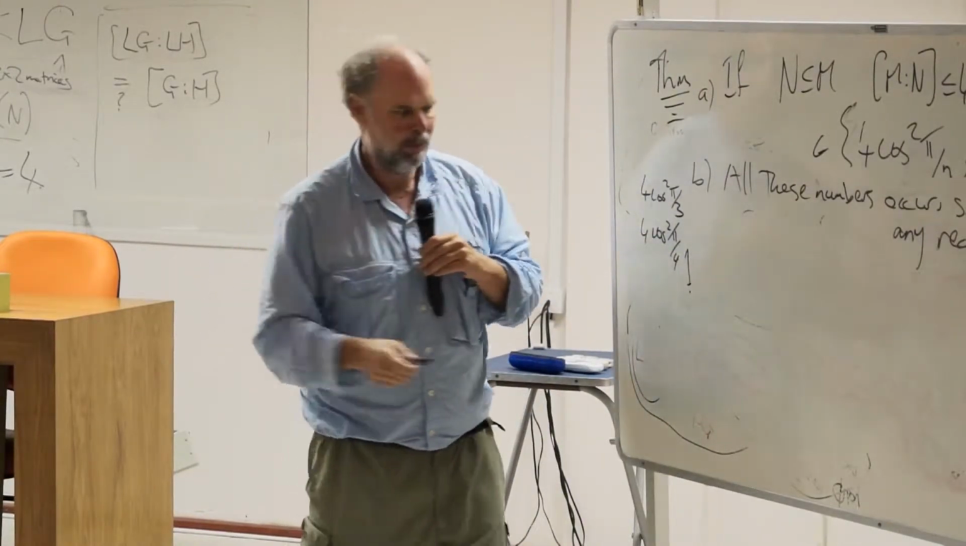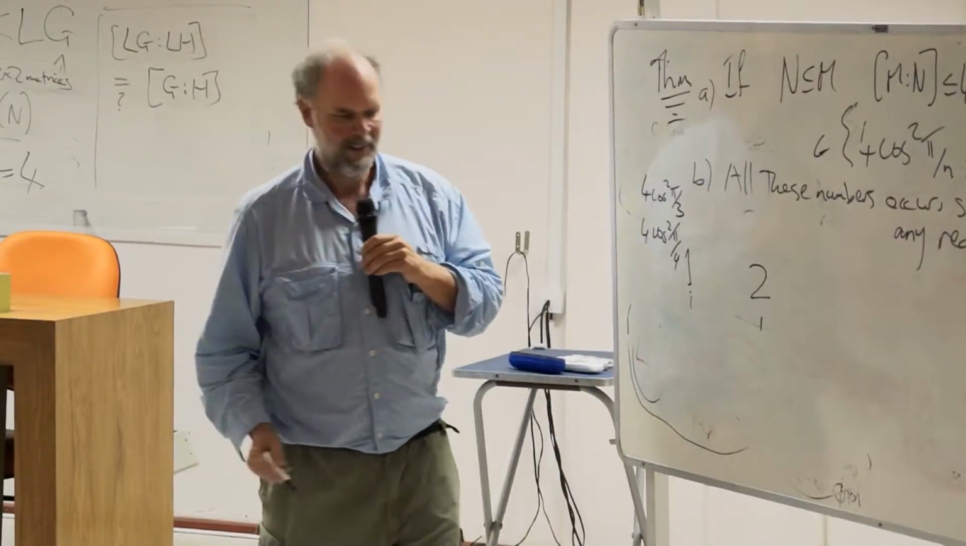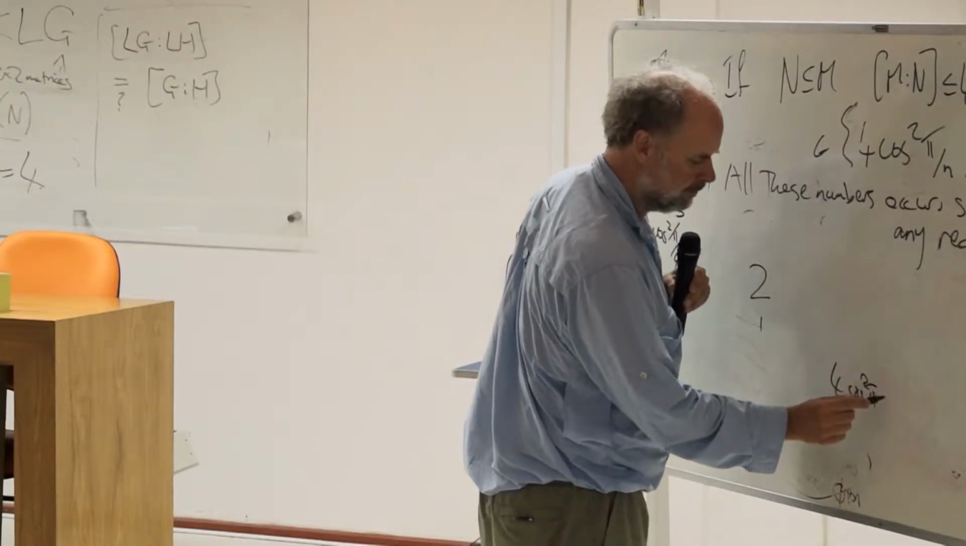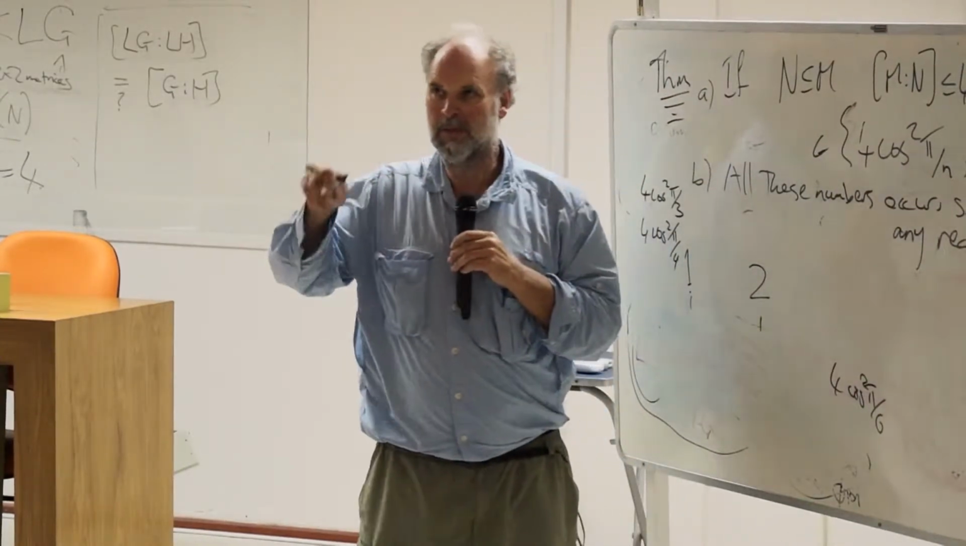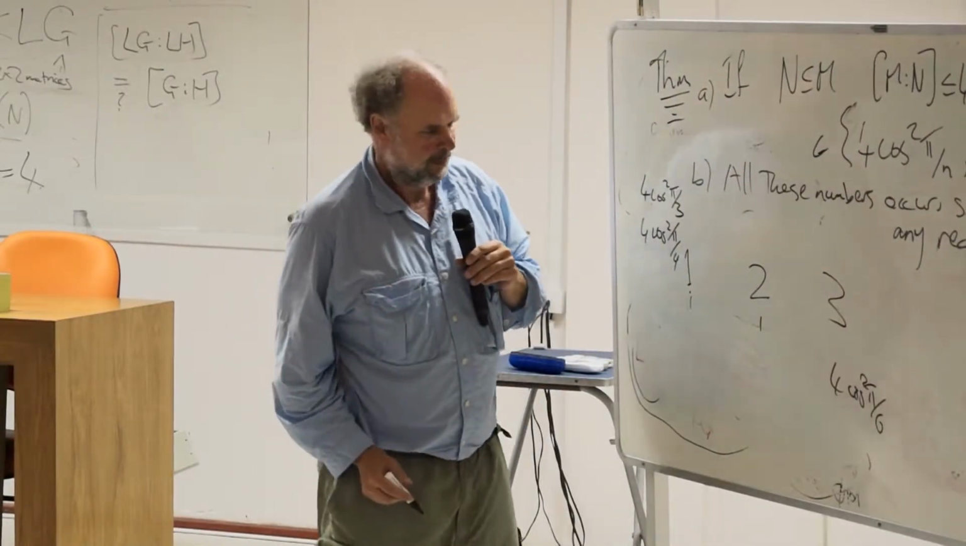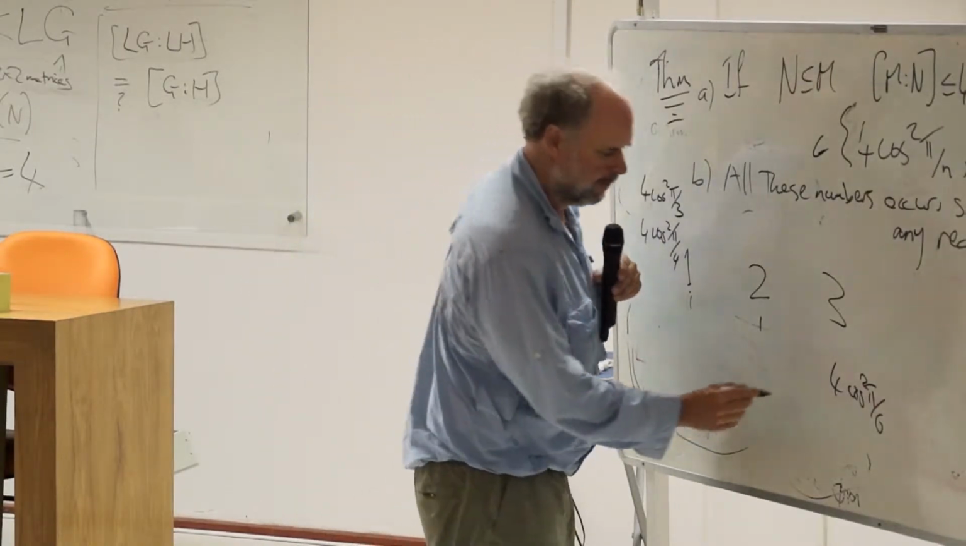Square root of 2, and so on. 2 is the answer. Okay. Now what about 4 cosine squared pi over 6? Root 3 over 2, root of 3. Okay. But oh, I left one out, didn't I? What about 4 cosine squared pi over 5?